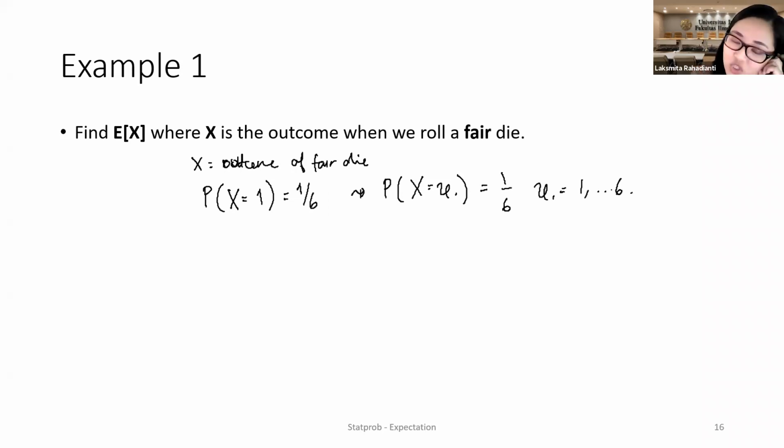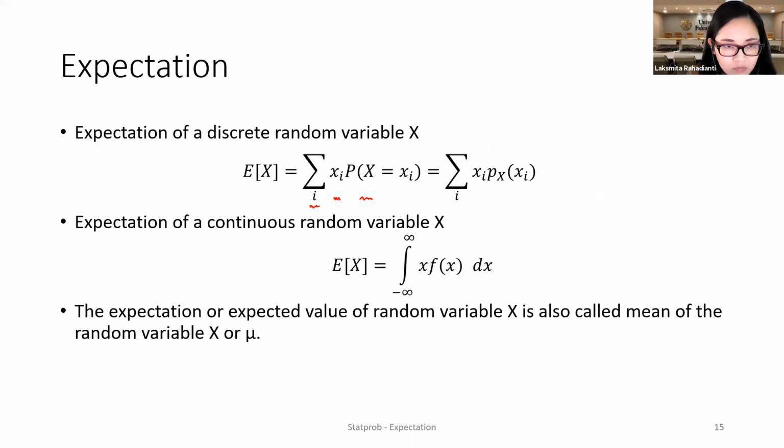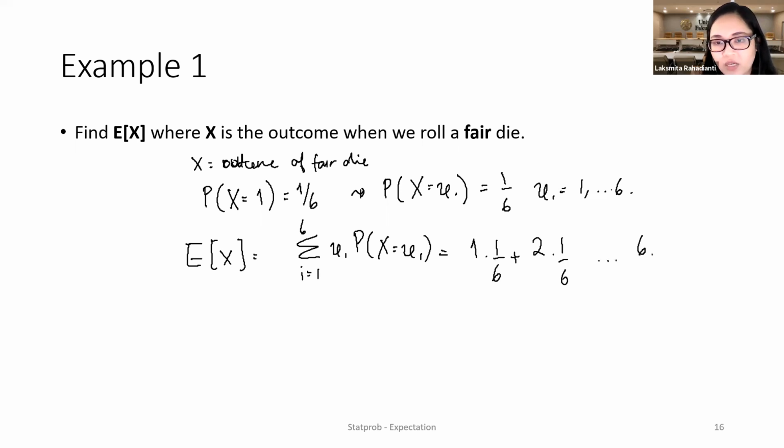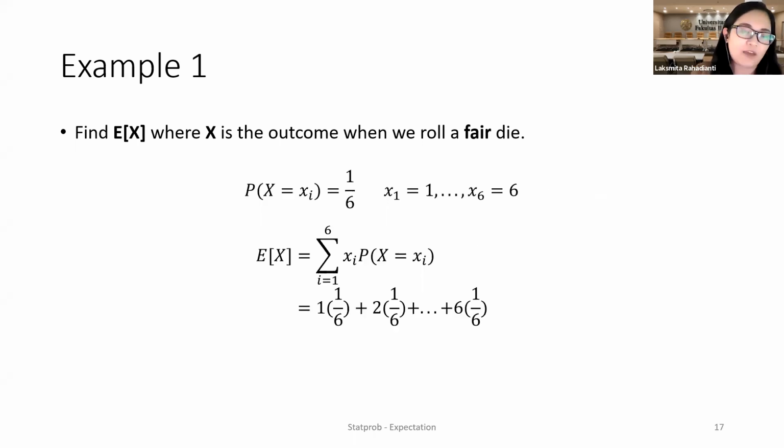Because we assume that each side of the die has equal probability. So if I use the equation of E[X], the expectation of X, then I need to sum up over i from 1 to 6, x_i times the probability of X equaling x_i. So 1 times 1/6, 2 times 1/6, and so forth, 6 times 1/6. And let's see, yes, I'm correct. I haven't done the computation until the end, but you get the general idea.